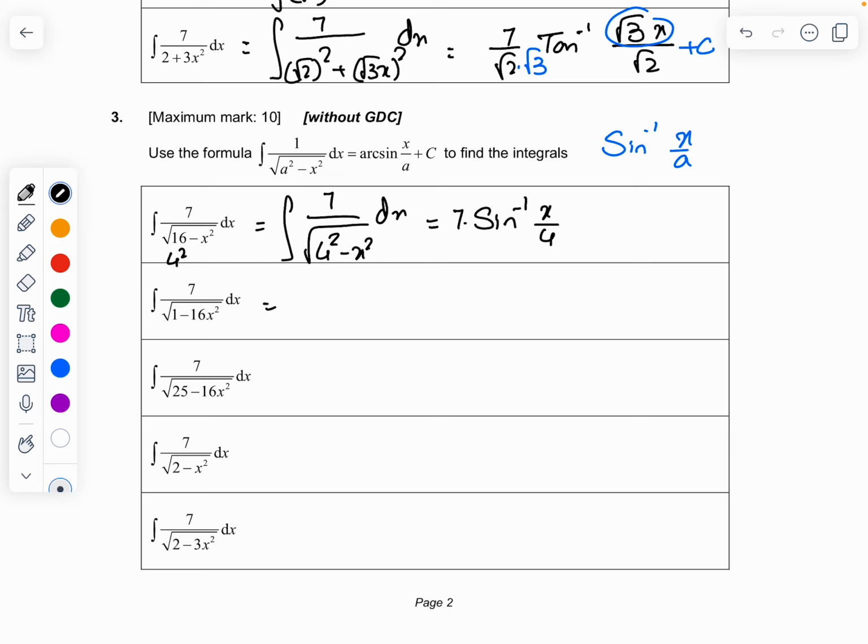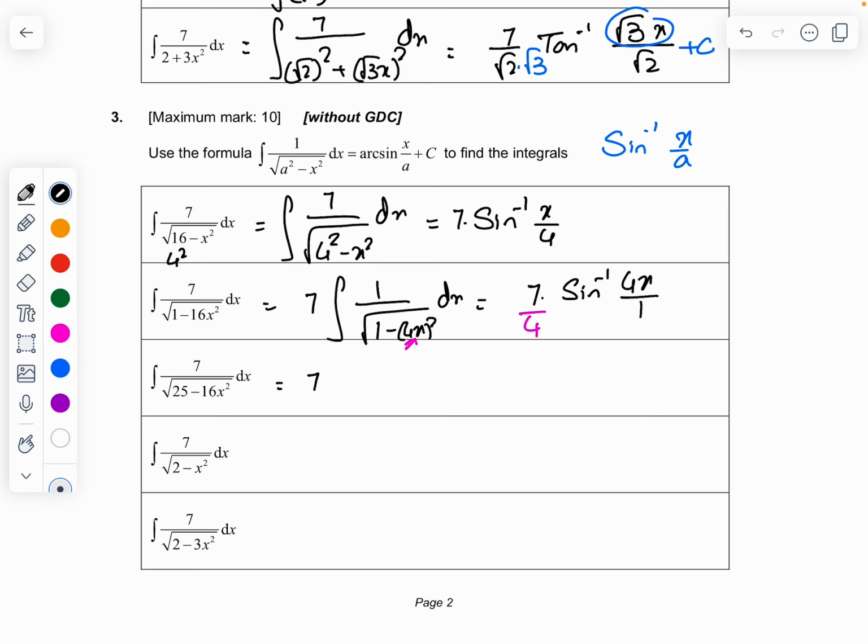Now this time it will become 7 times the integral of 1 upon square root of 1 minus 4x whole square dx. So it becomes 7 sine inverse of 4x upon 1. But again 4x is there, so divide by 4.